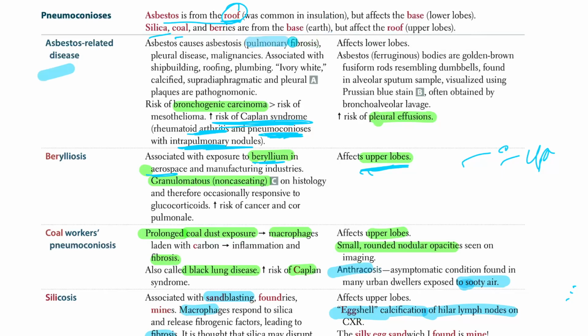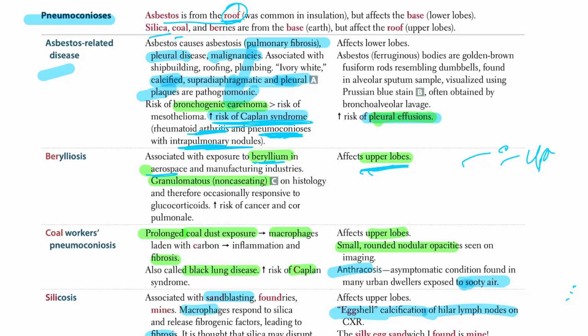In asbestosis, you have pulmonary fibrosis, the pleural disease, and malignancies. Which malignancy is most common? Bronchogenic carcinoma greater than mesothelioma. Increased risk of Kaplan syndrome. This is associated with a couple more diseases, pneumoconiosis, so not specific here. What else can you have? You have pleural effusion. High yield, you will see calcification in the pleura, in the pleural plaques, supradiaphragmatic.